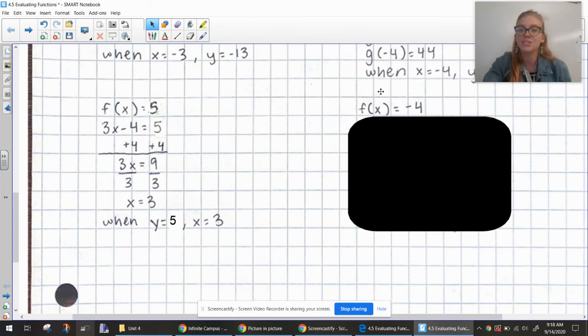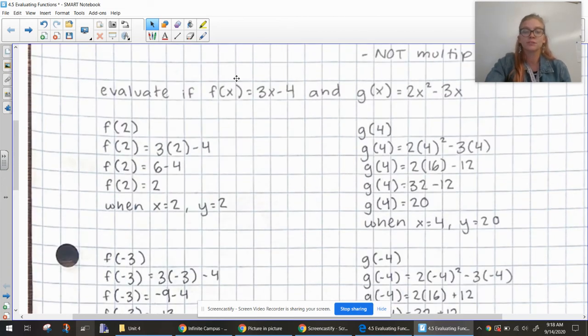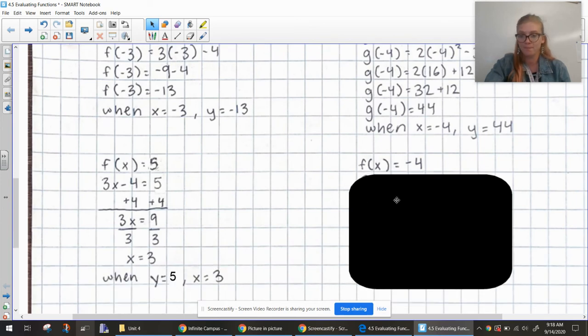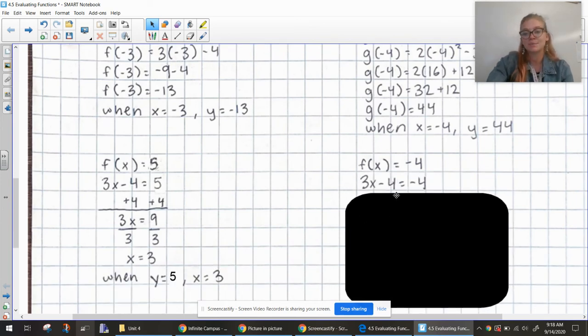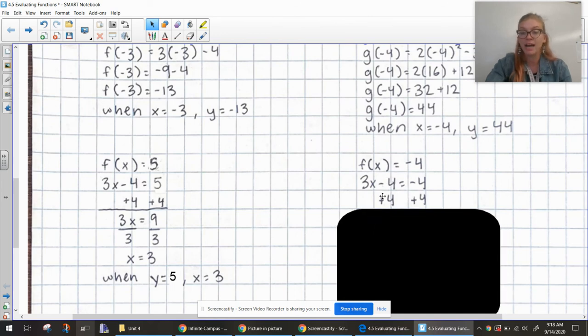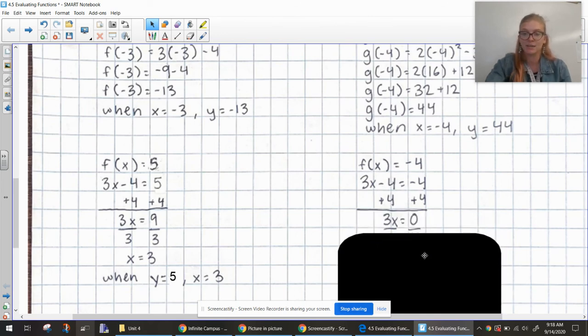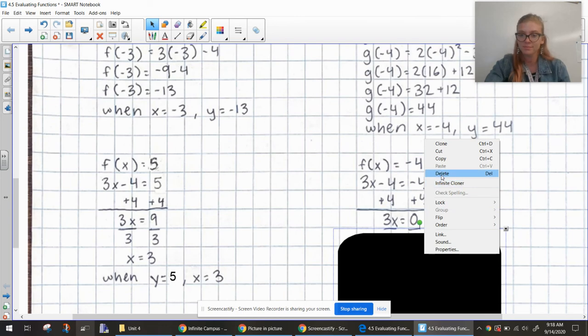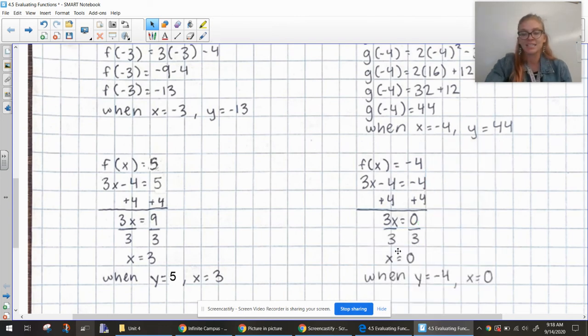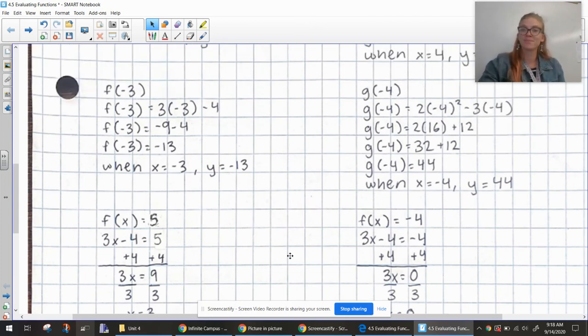Last but not least, we're going to do the same thing here. F of x equals negative 4. Well, we know f of x equals negative 4, so we're going to replace the whole of f of x with negative 4. So 3x minus 4 equals negative 4. 3x, we add 4 on both sides, then divide by 3, and x equals 0. So this tells us in human speak that when y equals negative 4, x equals 0.